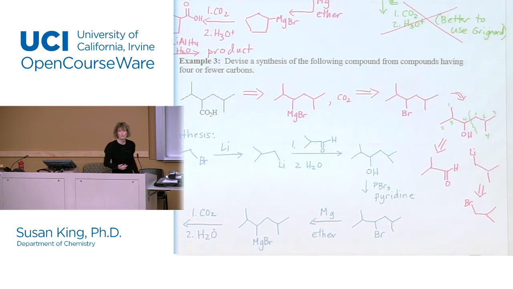Yes, question? Do we have to start with the bromide or can we start with the organolithium? You could start with the organolithium. Just whatever the directions say. If it says only organic compounds, then you would want to make the organolithium compound. Okay? Just depends. All right, any other questions?